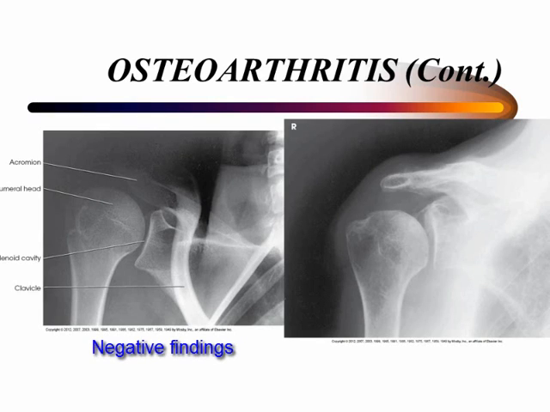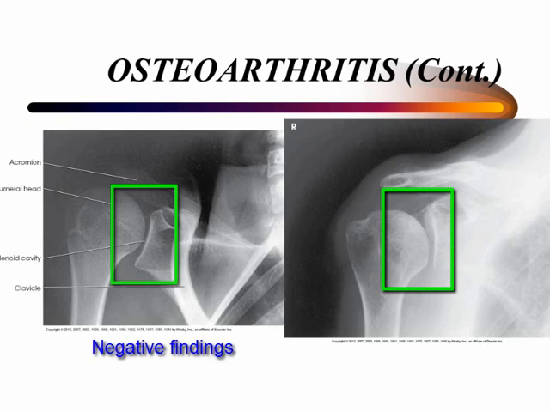Osteoarthritis of the shoulder is well visualized in the AP oblique projection or Grashey method. Notice the open glenoid cavity on the left-hand side, and then on the right, notice the narrowing of that cavity as well as erosion.